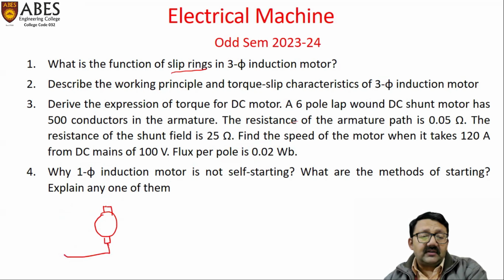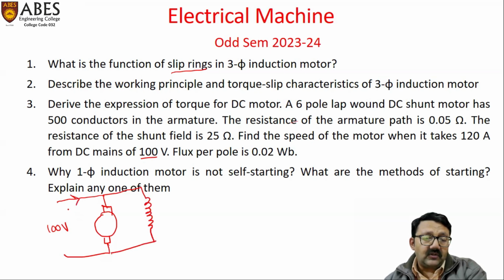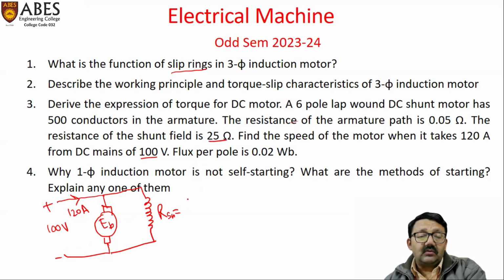As the supply voltage is 100 volt and this motor current is 120 ampere. This is the positive end, this is the negative end, this one is back EMF. The resistance of shunt field winding, RSH, is given to us, that is 25 ohm.